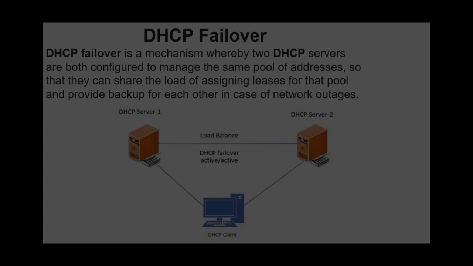Now, when I talk about DHCP failover, it's very easy. All that we're trying to say is that it's a mechanism that we put in place to make sure that two DHCP servers are configured to manage what? The same pool of what? Addresses. So I can have a range of addresses, like say the range of addresses I want to list out to the client computers is from 192.168.1.10, and then the ending ID will be maybe 1.20.